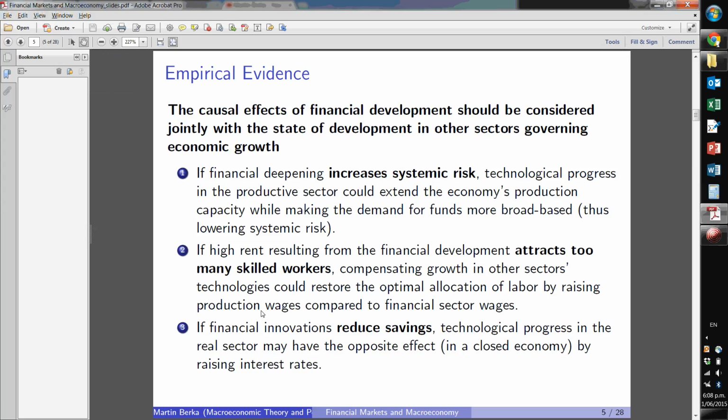Now it's important to mention that as countries become richer, they also become more financially developed. The causality is unclear, and there's a large literature about that. But we can think of joint determination of these two, financial development and the state of economic development, in other words, GDP per capita.